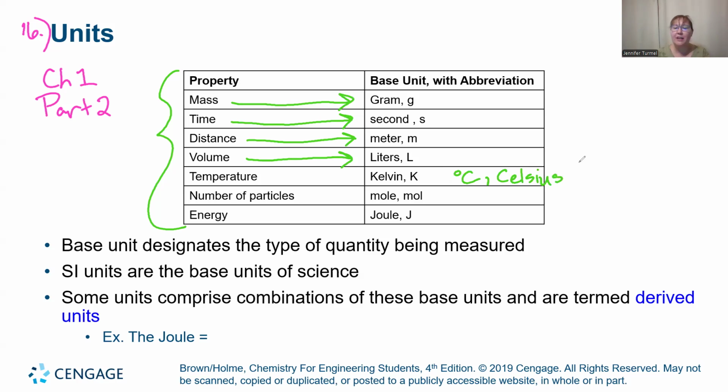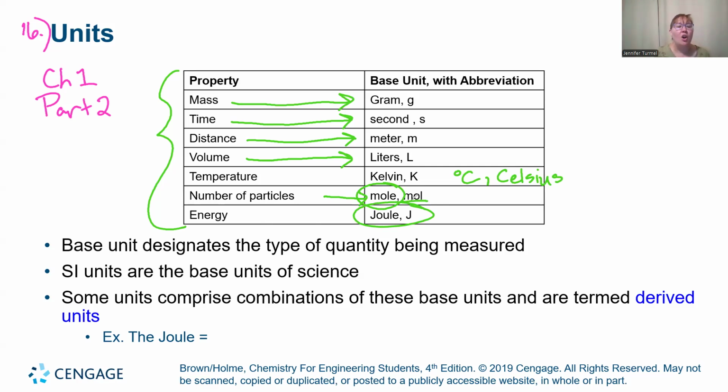Some things require it to be in Kelvin, and some things you can use Celsius. We will not be using Fahrenheit. When we're talking about number of particles, we're talking about the mole, sometimes abbreviated mol. Energy is going to be the joule. Sometimes we'll also talk about calories as well, and those are both units of measure.